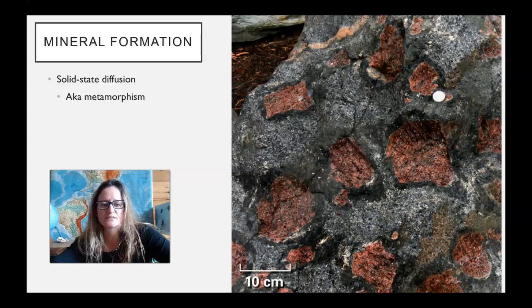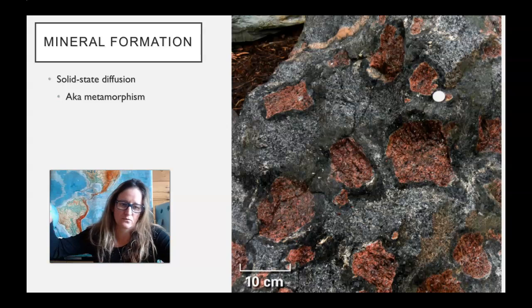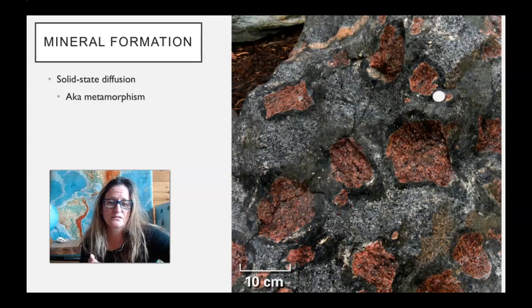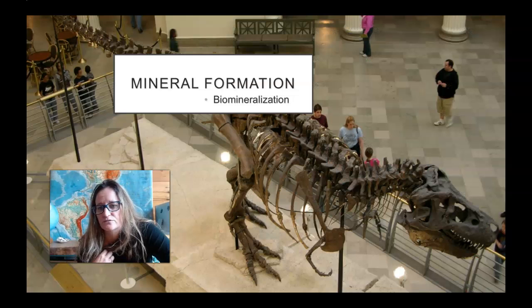There's also solid state diffusion. This happens during metamorphism. We'll have a whole chapter on metamorphism later. Metamorphism happens when there is a change in the mineralogy or the texture of a rock due to heat or circulating fluids or pressure. These garnets grew during metamorphism and there was no melt. They were just solid state diffusion and changed from one, probably like clay minerals, into these big garnets. Metamorphism is solid state diffusion and growing those new minerals.